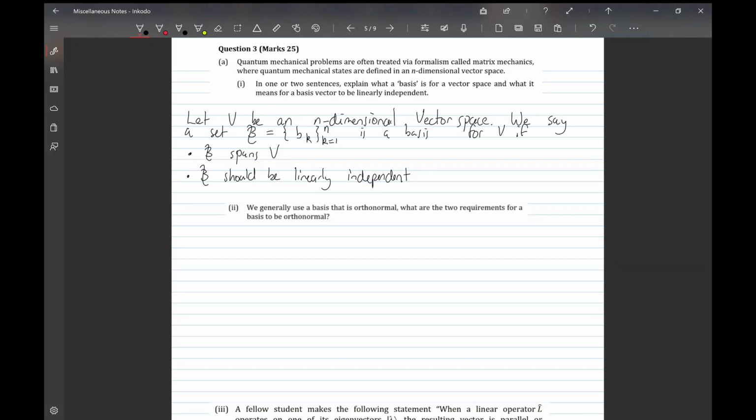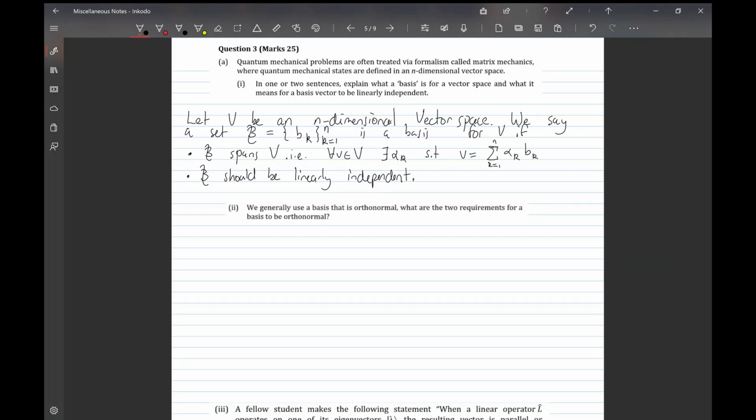Now what do these mean in particular? So for B to span V means that for every vector v in the vector space, we should always be able to find some constants, we'll call them alpha_k, such that v is a sum of these alpha_k b_k, from k equals 1 up to n. Means that we can always write every single vector in our vector space as some sort of linear combination of the basis vectors. Okay, that's super important.